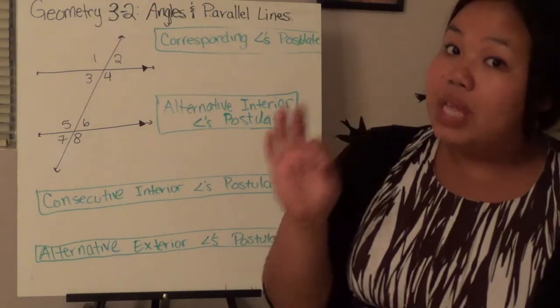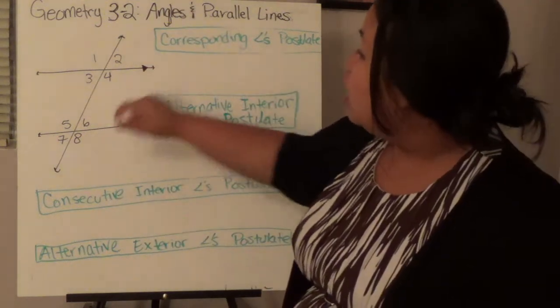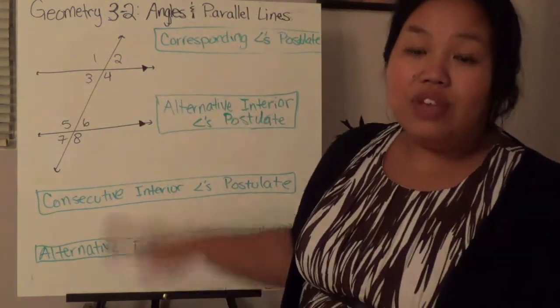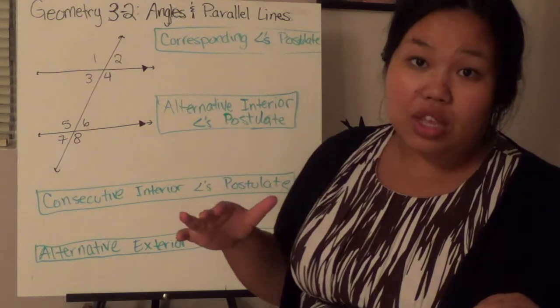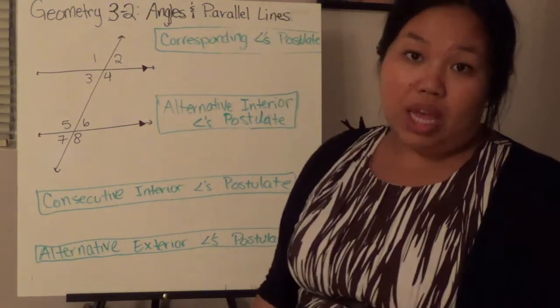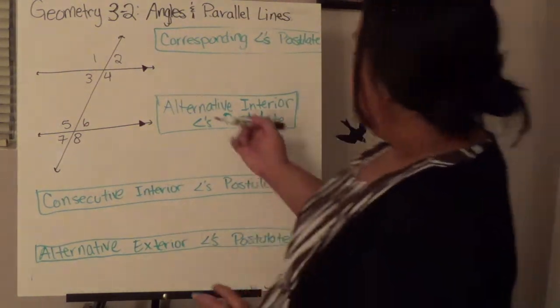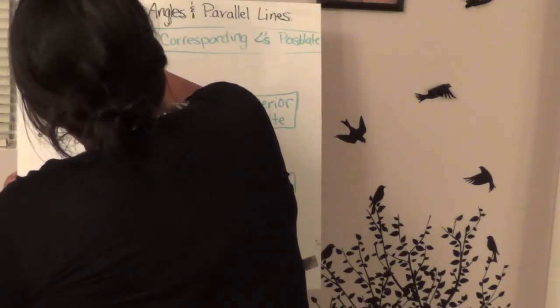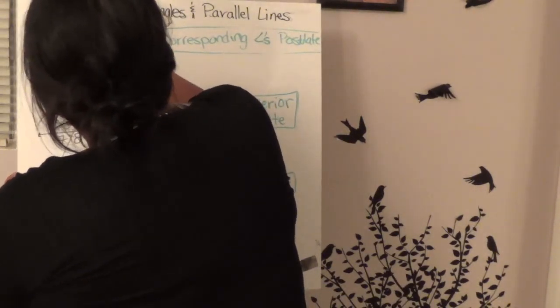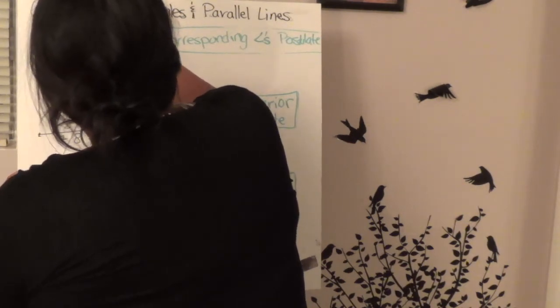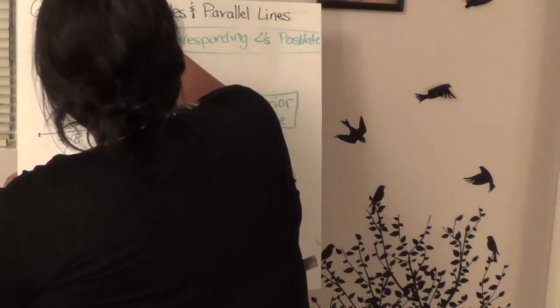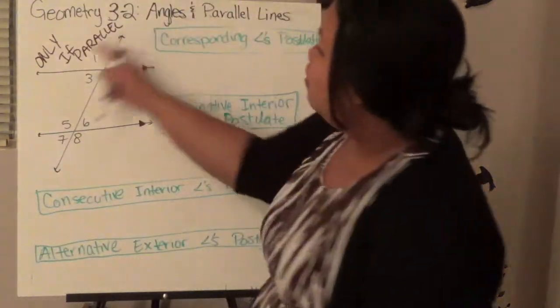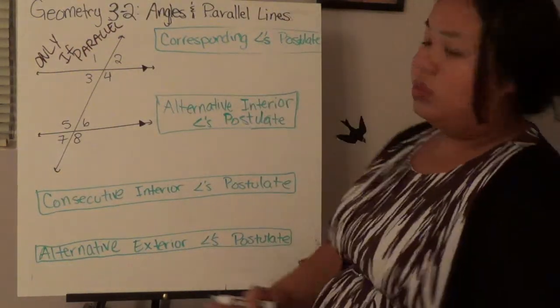Now this only applies if the transversal cuts two parallel lines. If it cuts two lines but they're not stated to be parallel, these rules don't apply. Okay? So this is only if parallel. Okay, so only if this is parallel do these rules apply.